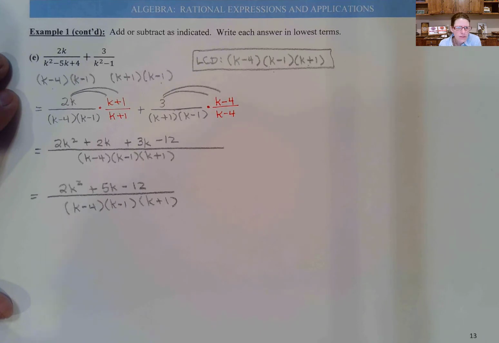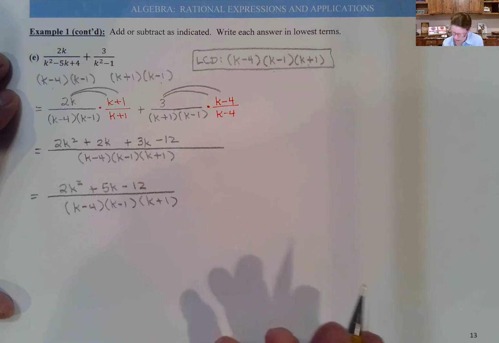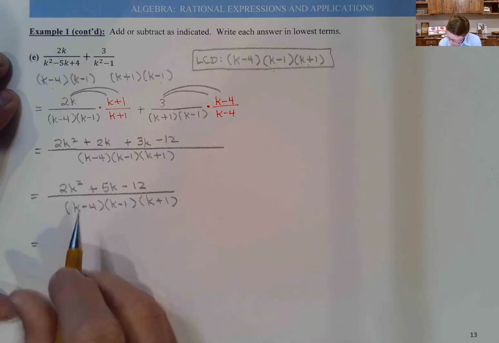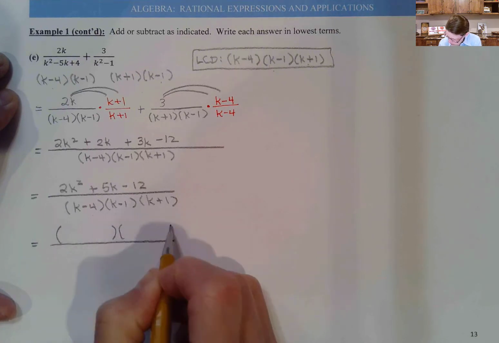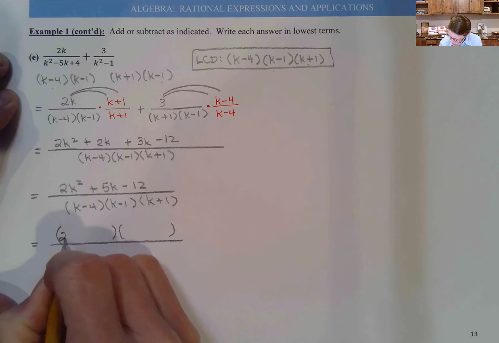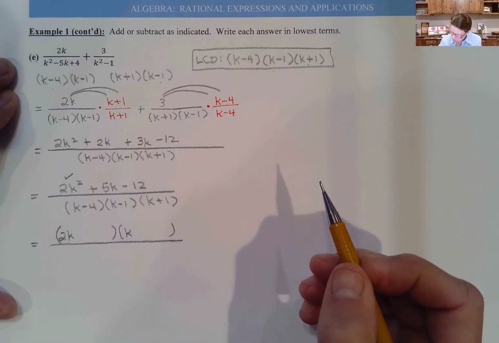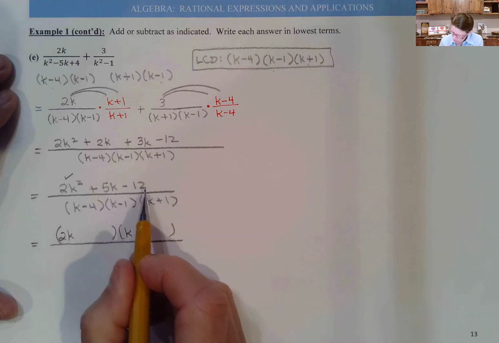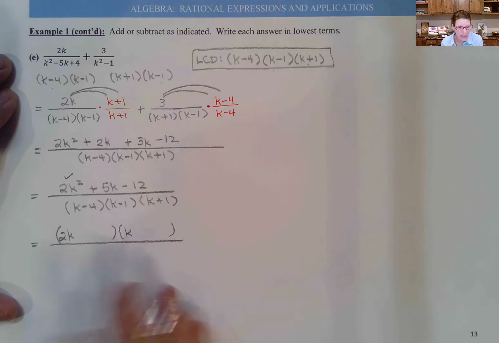Our last question is, I wonder if this is going to reduce. That is, can we factor that numerator? And if we can, will we be able to repeat any factors of the denominator? Well, that numerator, if it does factor, it'll factor as the product of two binomials. And up front, we would have to use 2k times k to obtain 2k squared. Now our only question is what are factors of negative 12 that we can pair in here.